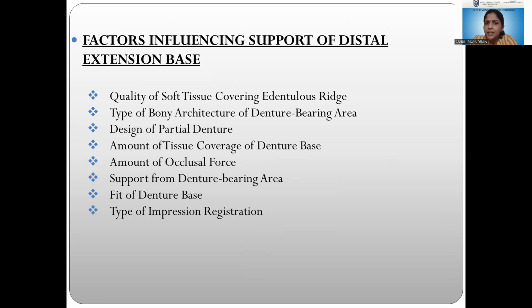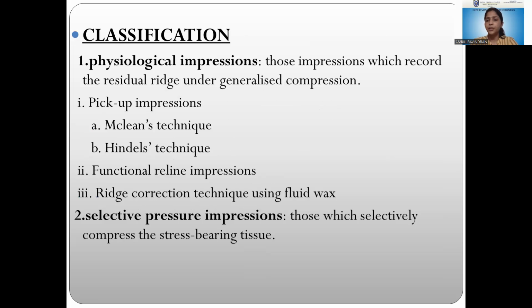The factors that influence the retention or support in a distal extension denture base are the quality of soft tissue and the amount of tissue covering the denture base, type of bone, type of occlusal force, amount of occlusal force, design of the partial denture, fit of the denture base, and type of record material that we use. So coming to the impression technique, it can be classified into physiological impression technique and selective pressure technique.